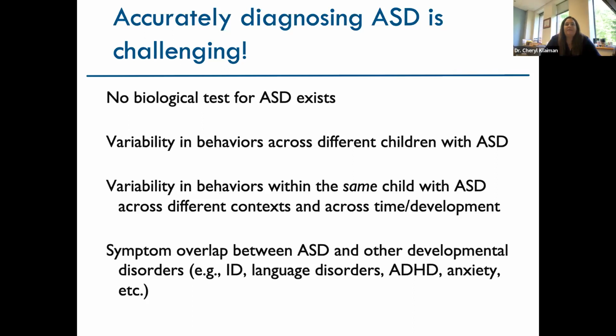In terms of other challenges, there's the phrase, if you've seen one child with autism, you've seen one child with autism. There's huge variability in the behaviors across every child and individual that has autism. And then there's even variability in behaviors with the same child, right? How does a child perform in one setting versus another? How do they perform when they're 2, when they're 4, when they're 6, when they're 8, et cetera? And then we see a lot of symptom overlap between autism and other developmental disorders, which I'll go through in a little bit.